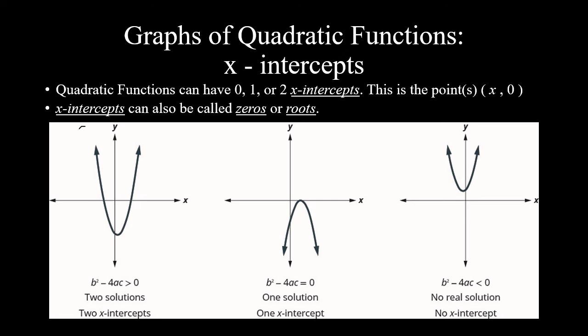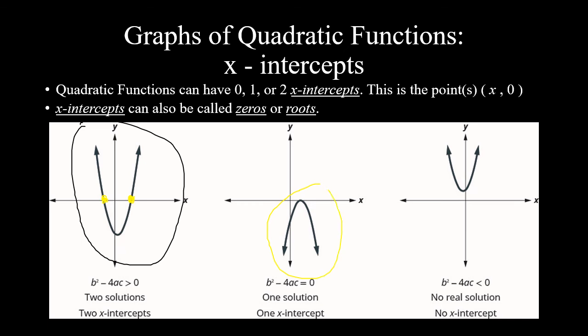This first graph has two x-intercepts. An x-intercept is where your graph is intercepting the x-axis. So here's one, and here's one. This is a graph of a parabola with two x-intercepts. Two solutions, two roots, two zeros. Okay, let's look at the second graph.